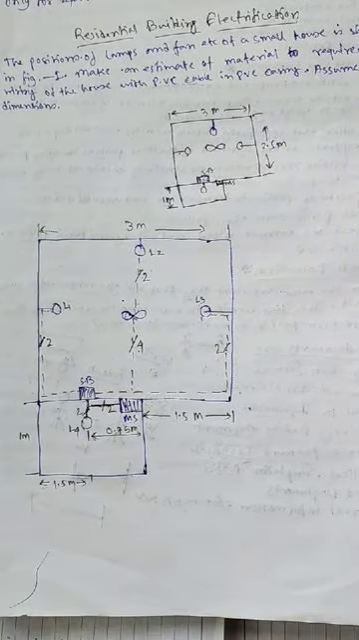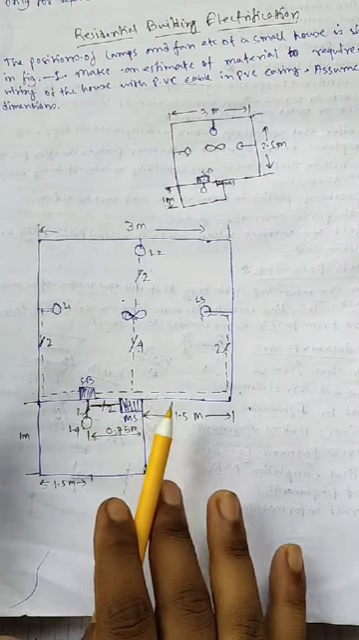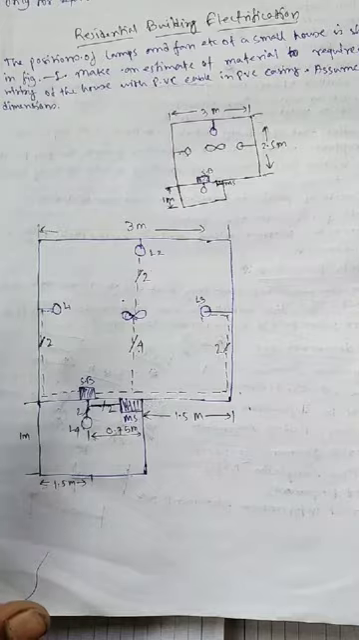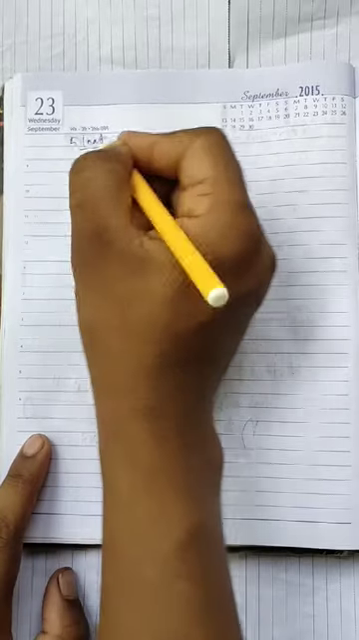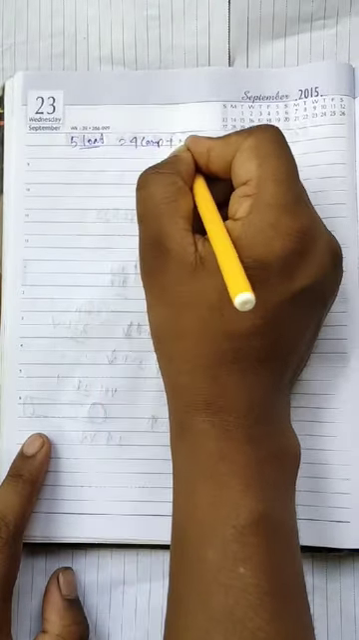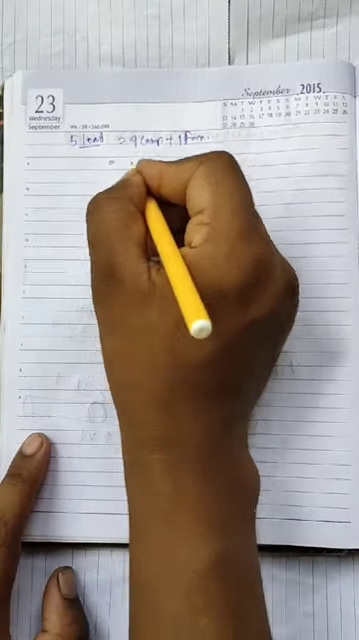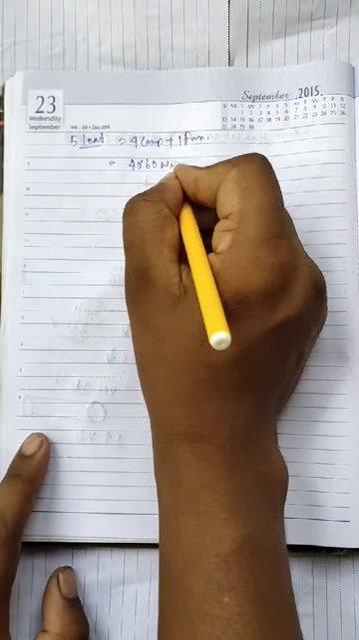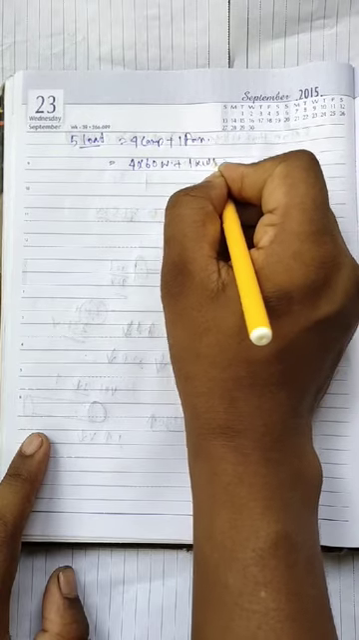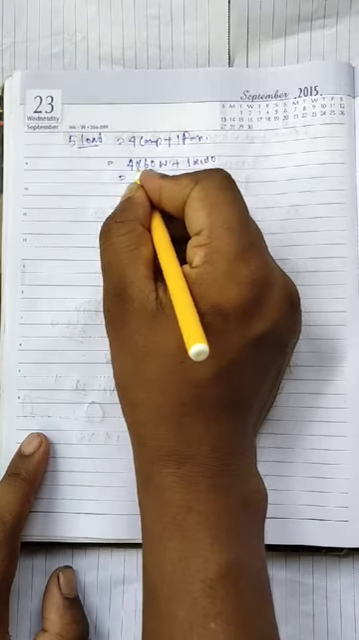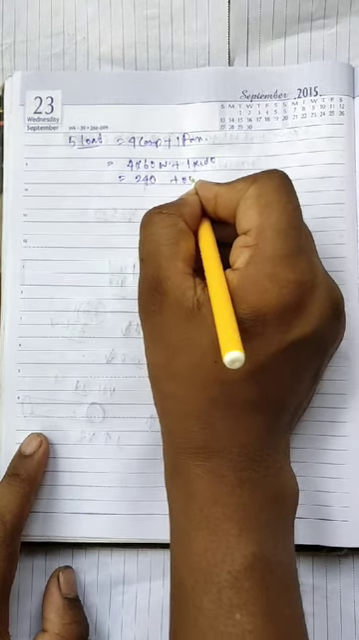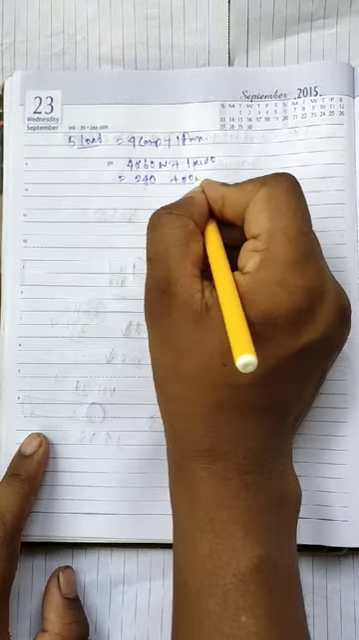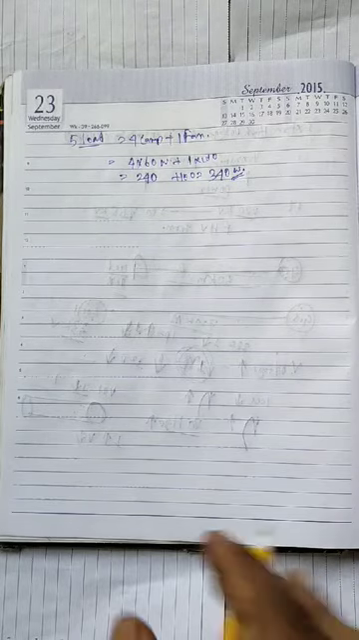Okay, so from the single line diagram we also calculate the load. The load is 5 loads: 4 lamp loads plus 1 fan load. If each lamp is 60 watt, 4 lamps are 240 watt, plus 1 fan of 100 watt. Okay, 340 watt total load.